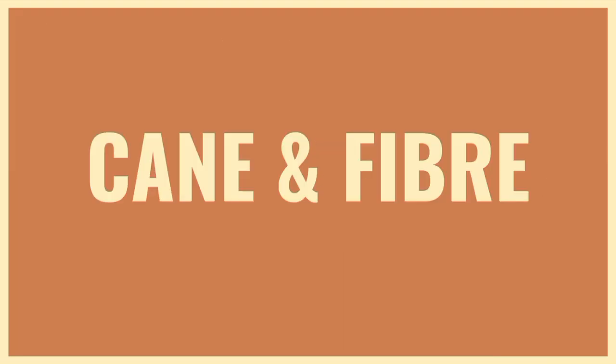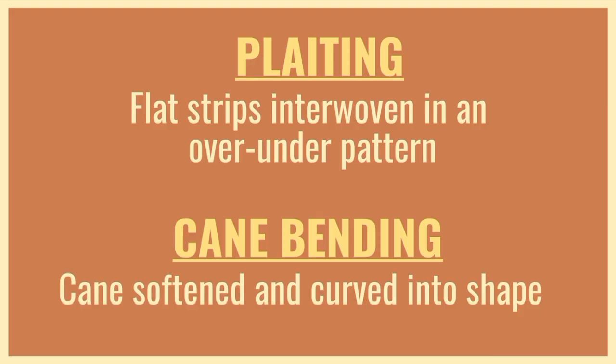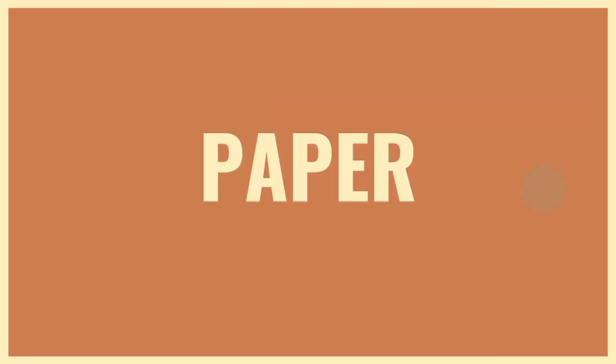Next we move on to cane and fiber techniques. So braiding is when the strands are interwoven in a diagonal pattern, and twining is when two flexible strands are twisted around some support, okay. Then there is plaiting. Flat strips are interwoven in an over and under pattern like you do in your hair for plaits. Cane bending is when the cane is softened and curved into various shapes.